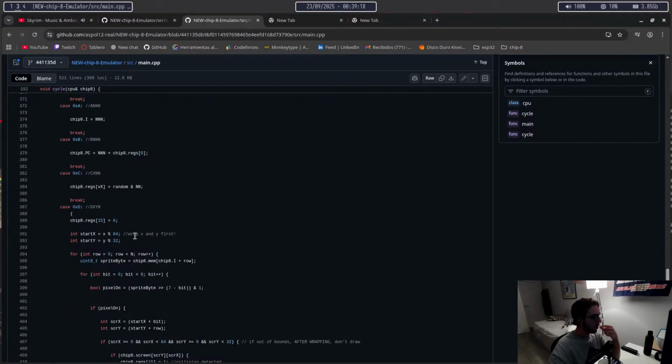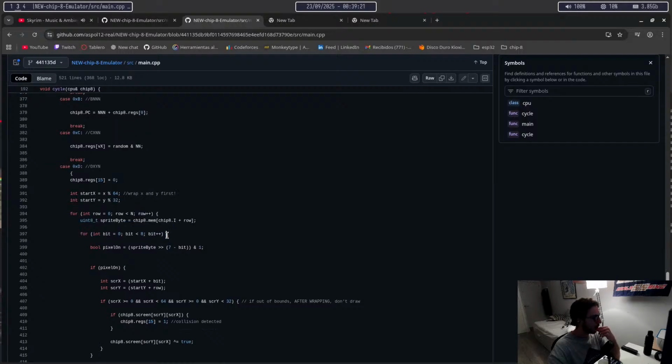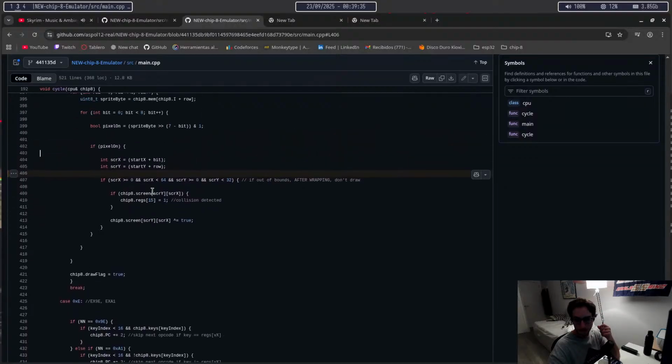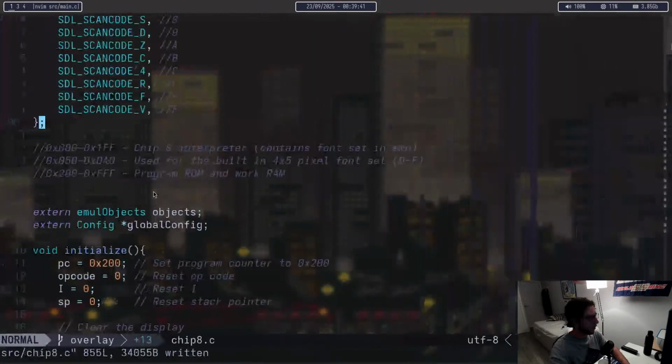So here it is. This one that I'm seeing now is also quirk compatible with the clipping one. So maybe this is what I have to check as well. I did start X and Y. It was X and Y wrapped modulo. I think I have that as well.